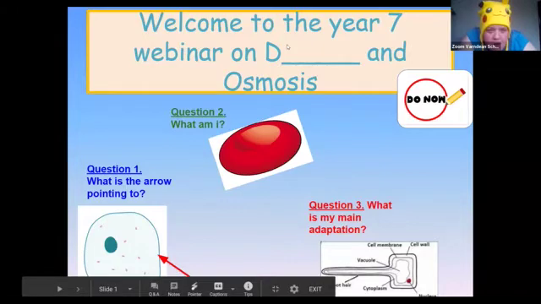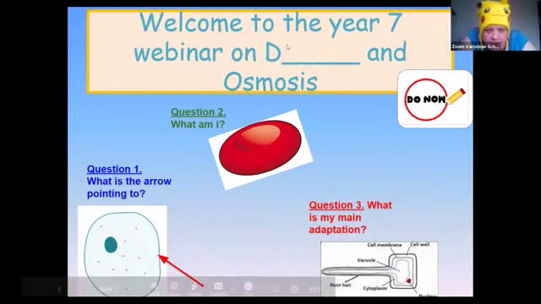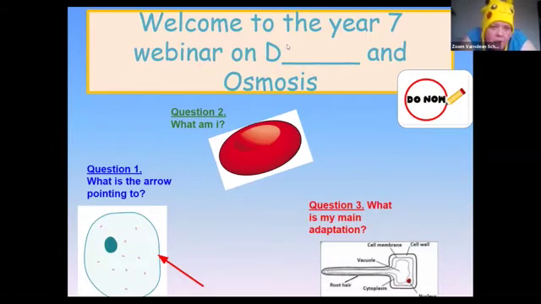Okay, and we're going to go to the final third poll, my tricky one. So this is the hard one, and that is, what is my main adaptation? Okay, and that is a root hair cell, just in case you're not sure what the picture is. And is its main adaptation that it's got a large tail? Is it that it doesn't have a nucleus? Is it that it has a large surface area? Or is it that it has chlorophyll?